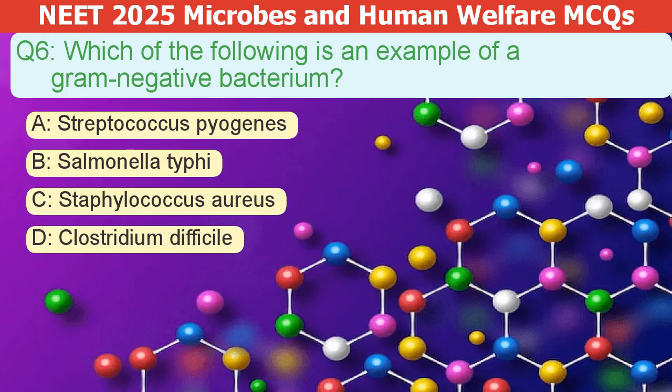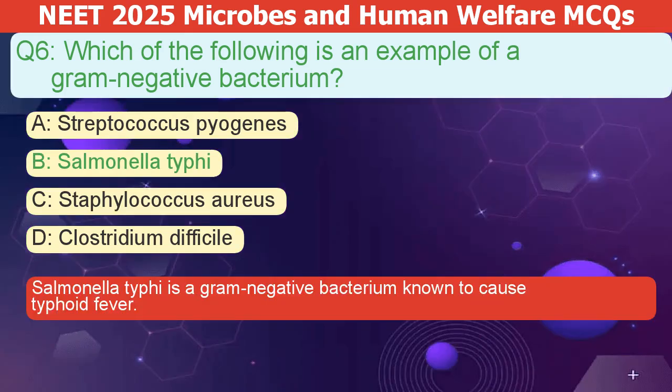Which of the following is an example of a gram-negative bacterium? A. Streptococcus pyogenes. B. Salmonella typhi. C. Staphylococcus aureus. D. Clostridium difficile. The correct answer is B. Salmonella typhi is a gram-negative bacterium known to cause typhoid fever.